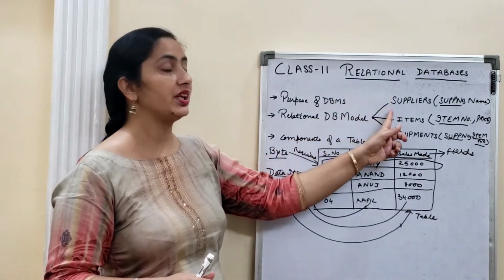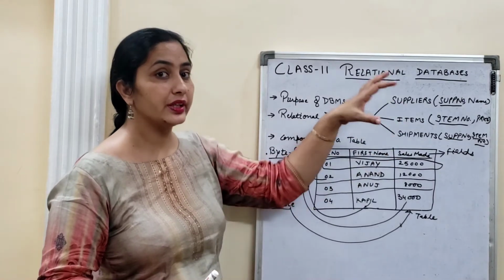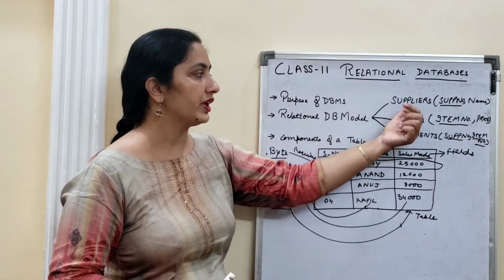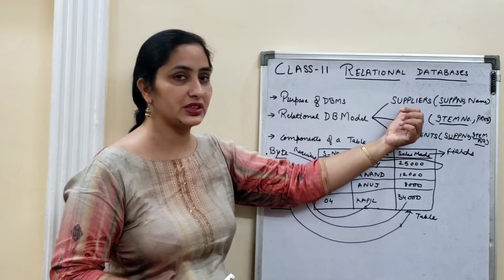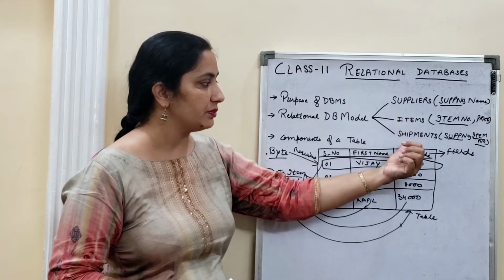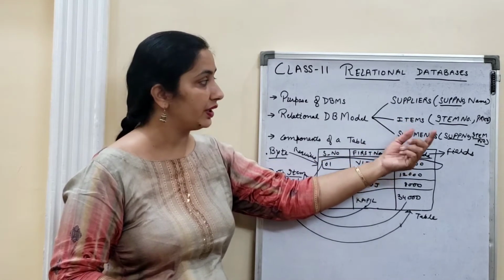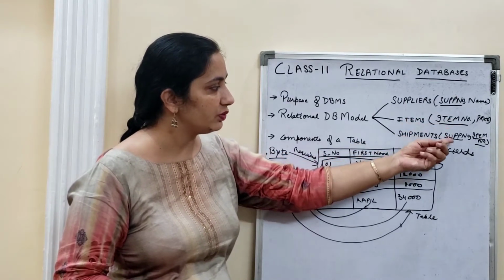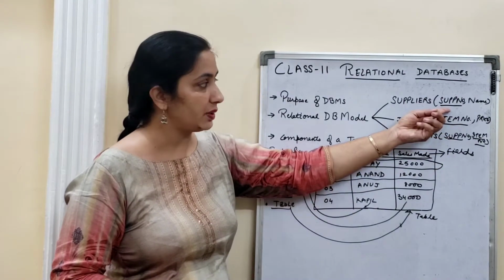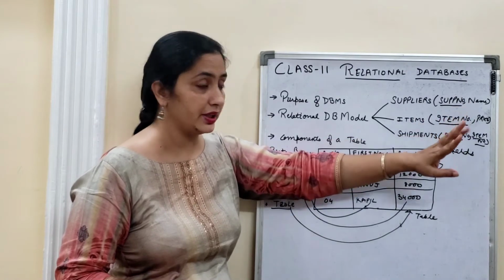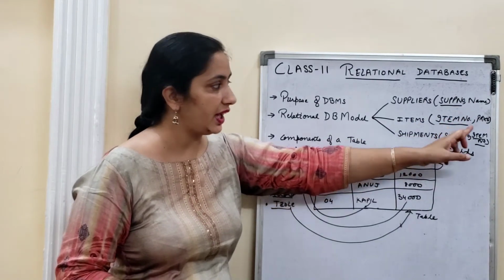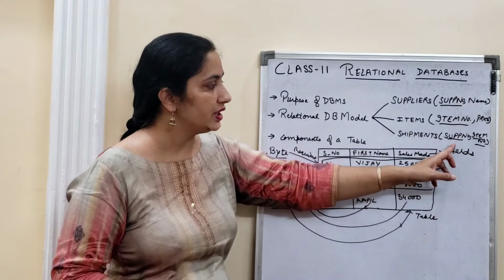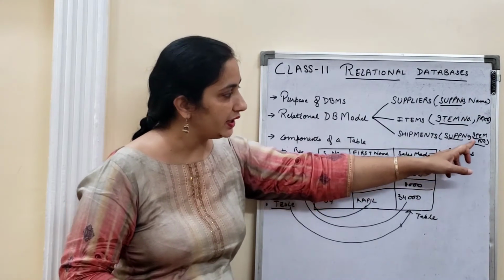Here I have taken 3 tables, though it is not represented in the form of rows and columns, but you can consider these 3 tables. First one is suppliers, second is items, third one is shipment. Here you can see the underlined words. Supplier number, name is not underlined, item number is underlined, price is not underlined, supplier number again underlined, item number is underlined.